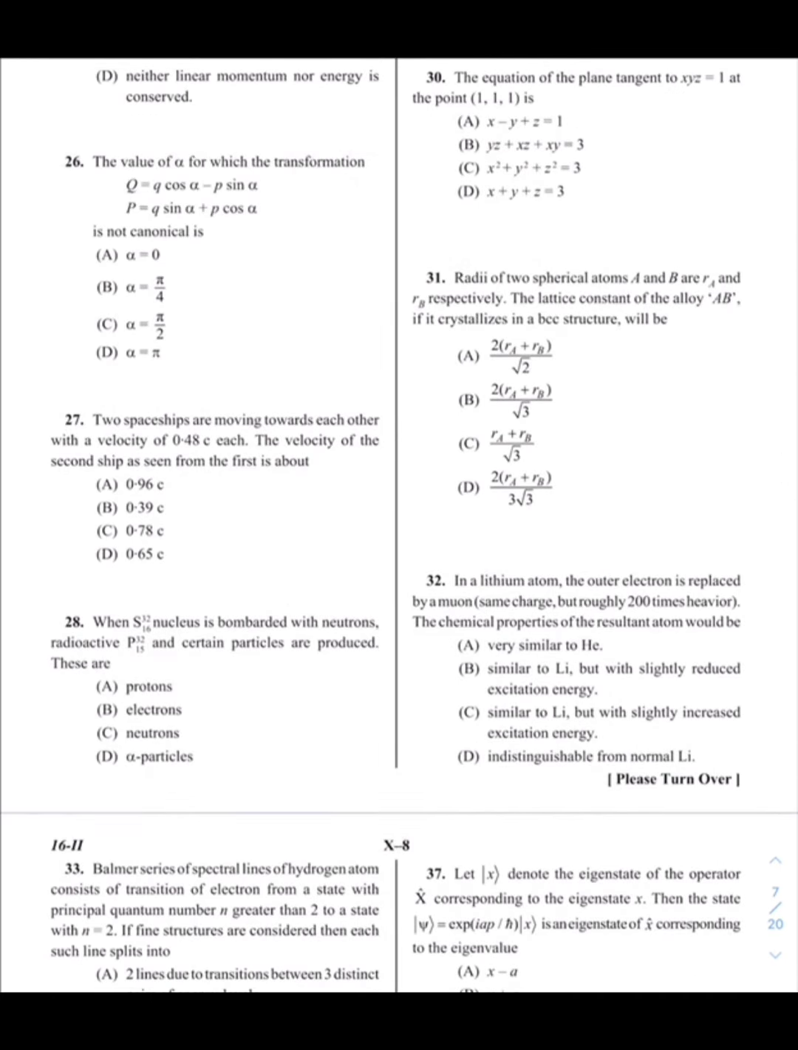Problem 27. Two spaceships are moving towards each other with a velocity of 0.48 c each. What would be the velocity of the second ship as seen from the first? With respect to ground, assume that the first ship is moving towards right with a velocity v equal to 0.48 c, and the second ship is moving towards left with a velocity u equal to minus 0.48 c.